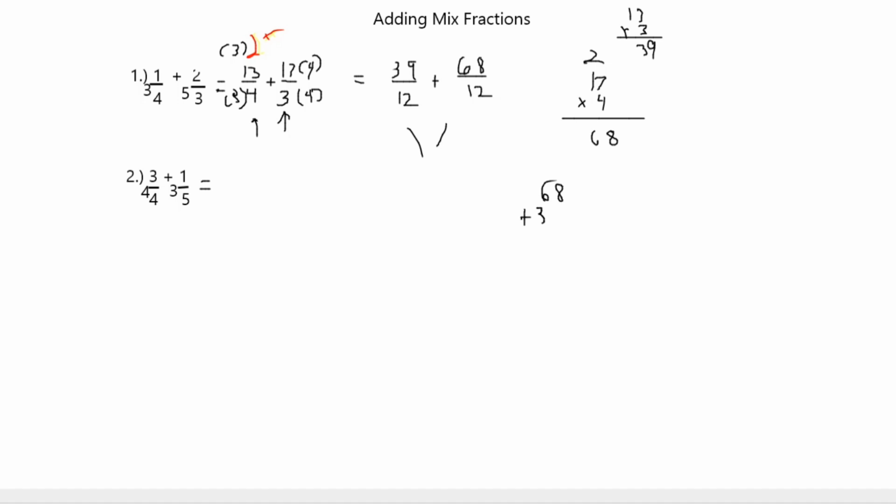So let's just add these two things. 68 plus 39: 8 plus 9 is 17, 6 plus 3 is 9, plus 1 is 10. So let's put it here: 107 over 12. And then right now, we're just going to transform this into a mixed fraction again. Because the numerator is higher than the denominator, let's transform it.